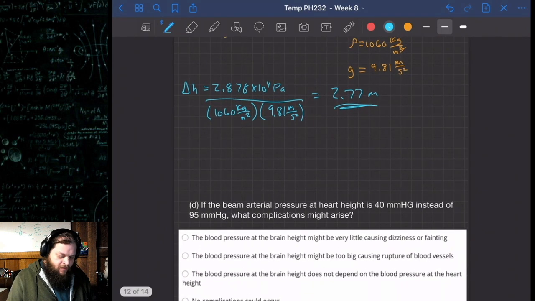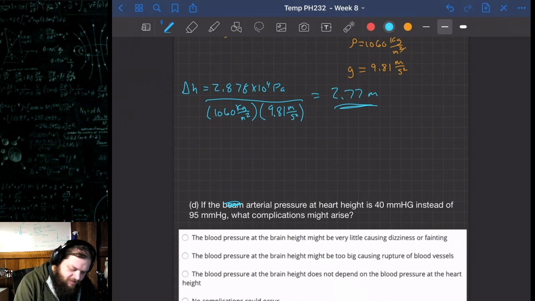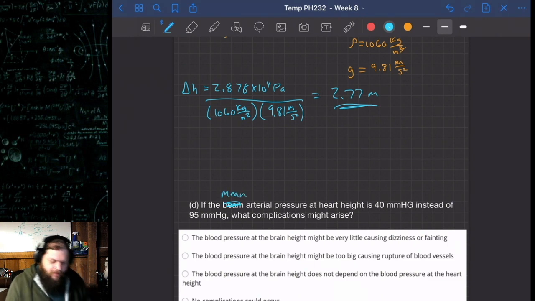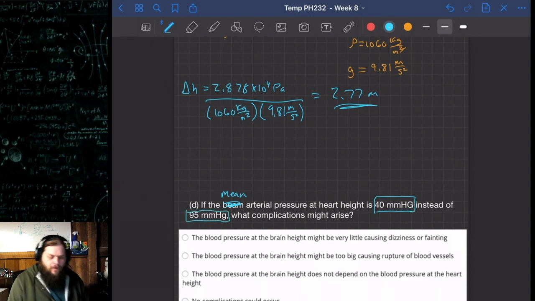Taller than I am. So part D asks if the mean arterial pressure at heart height, my spell check got me there, is 44 millimeters of mercury instead of 95 millimeters of mercury, what complications might arise? So if we're reducing the blood pressure at your heart, that means that there's going to be a lower blood pressure at your head, and it'd still be a lower blood pressure at your feet as well.